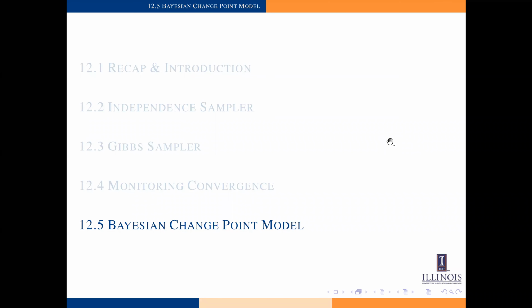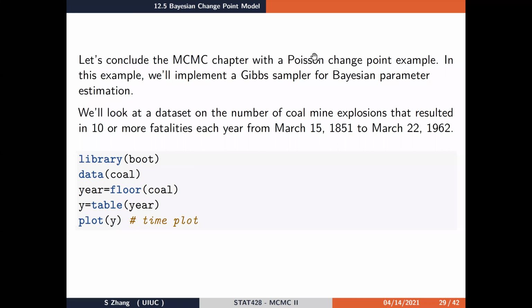Let us wrap up the MCMC chapter with a particular application on the Bayesian change point model. In this example, we are going to fit a very commonly used model in statistics, the Poisson change point model, under the Bayesian framework, and we will implement a Gibbs sampler for Bayesian parameter estimation.